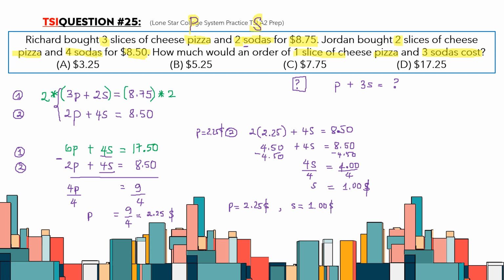Now our job is to answer the question. The slice of cheese pizza is $2.25 plus 3 cans of soda times 1. That equals 2.25 plus 3, which will be $5.25. So B will be the right answer.